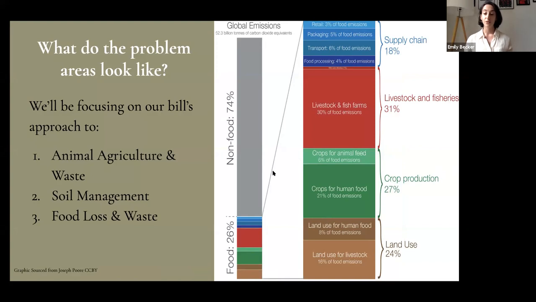This graphic demonstrates the relative greenhouse gas emissions associated with different aspects of agriculture. While our bill aims to address each sector, we've limited our analysis today to 3 significant categories: animal agriculture and waste, which corresponds to the livestock and fisheries figure on this slide; soil management, which falls under crop production and land use; and food loss and waste, which it's important to note cuts across each of these categories. We'll start each section with a brief overview of the problem at hand, provide some scientific background, and then move on to our next category.